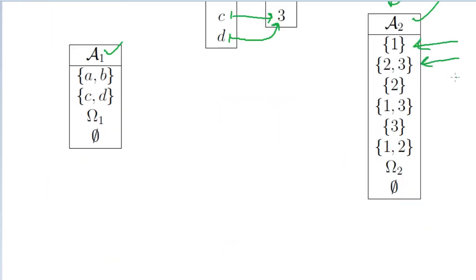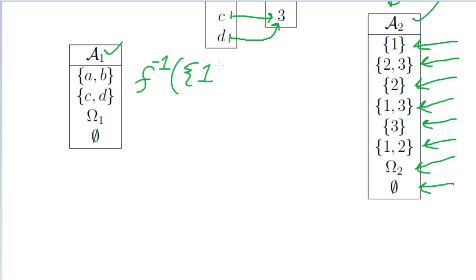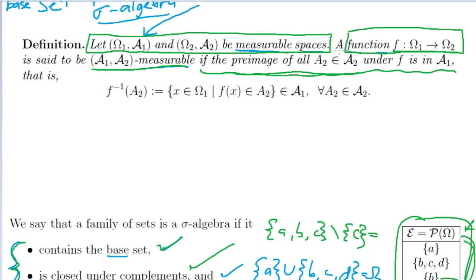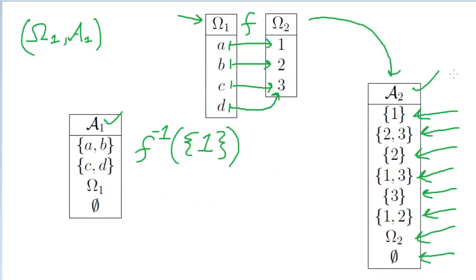So we're going to have to look at the measurable sets in A2 and make sure that their pre-image has some specific characteristic. So the pre-image of, let's just start here with 1, is going to have to be, what characteristic is it going to have? The pre-image of all A2 in A2 under f is in A1. Okay, so whatever the pre-image is, it's going to have to be in here if I want it to be a measurable set. So what is the pre-image of the set containing 1?